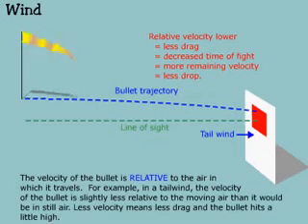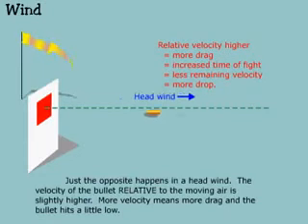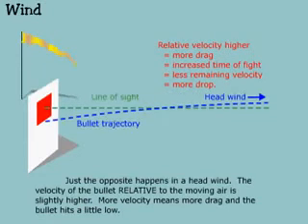For example, in a tailwind, the velocity of the bullet is slightly less relative to the moving air than it would be in still air. Less velocity means less drag and the bullet hits a little high. Just the opposite happens in a headwind. The velocity of the bullet relative to the moving air is slightly higher. More velocity means more drag and the bullet hits a little low.